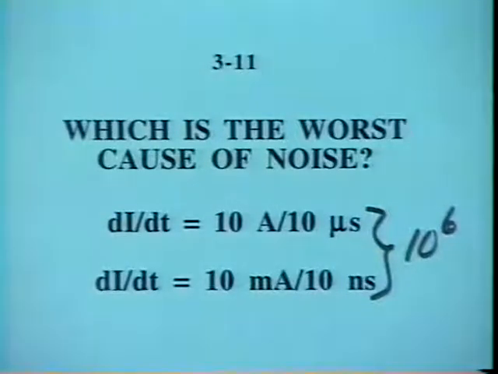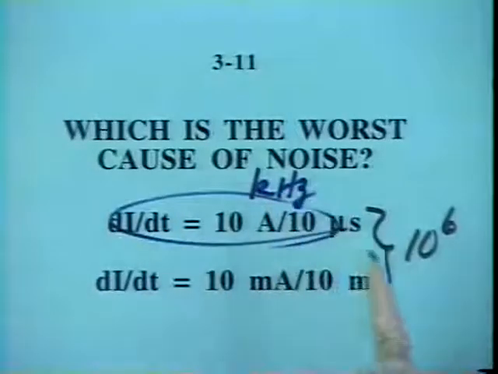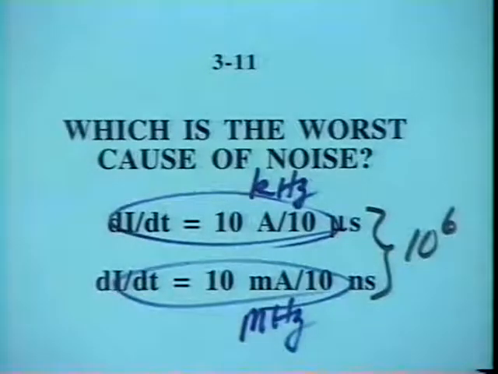Now they're not identical problems. This one here has most of the energy in the kilohertz range. This one has a lot of the energy up in the megahertz range. So the frequency spectrum over which they are a problem are different. But I would say both of these currents need to be routed very carefully and their loop areas need to be tightly controlled.